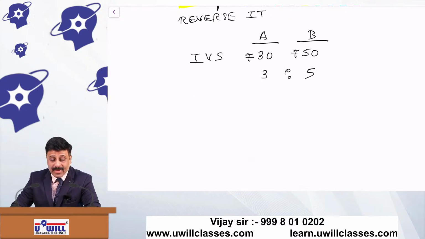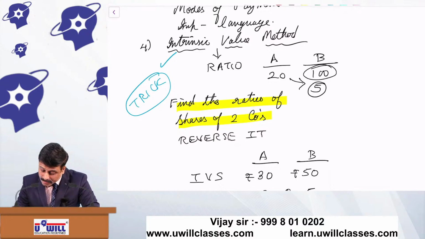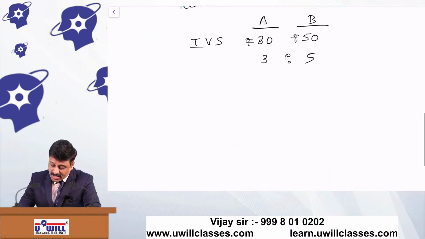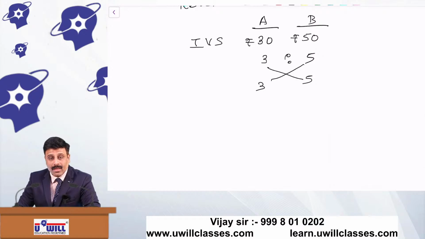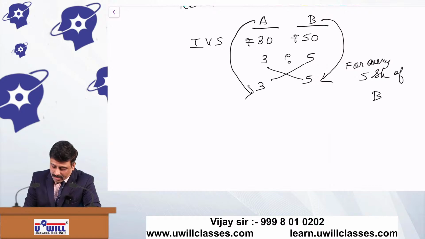Did you all understand that? And then what I told you is to simply reverse it. So what you'll do here is reverse this ratio, means make it 5:3. What we will do? For every 5 shares of B company, we will give 3 shares of A company.